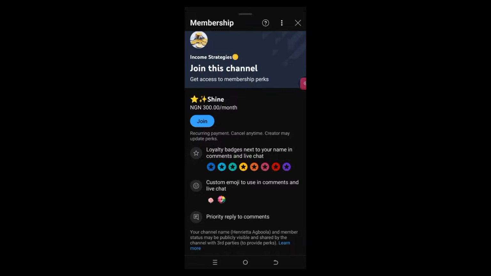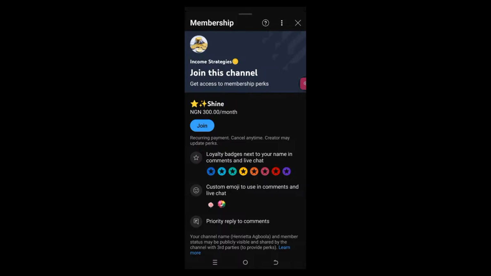You're going to see that on the membership community tab. When you get into the membership, you get this compilation of trading bots.